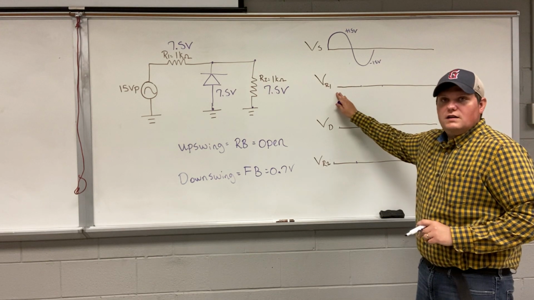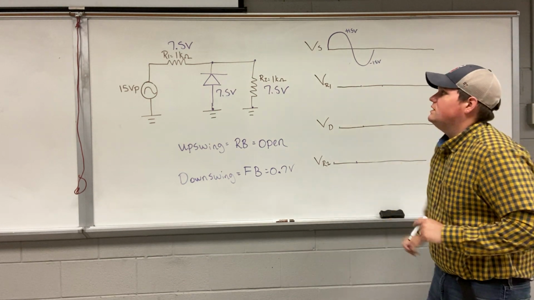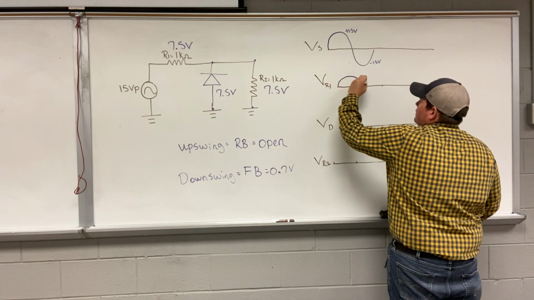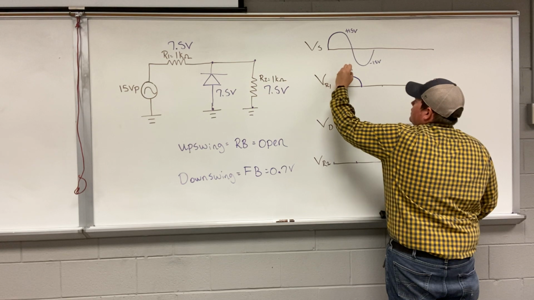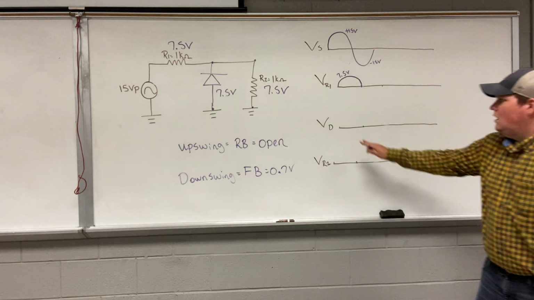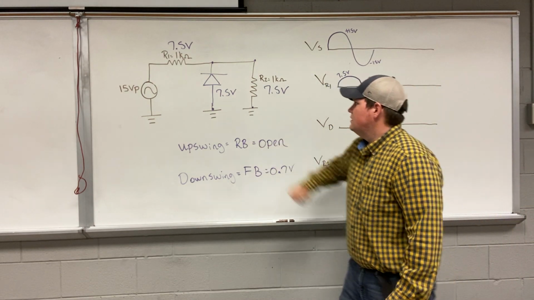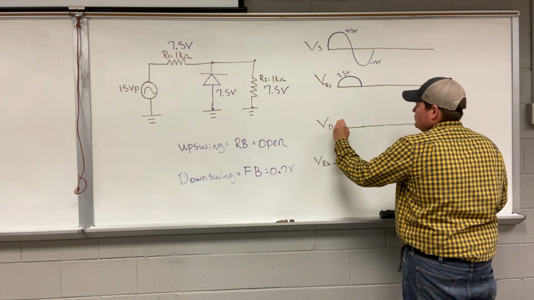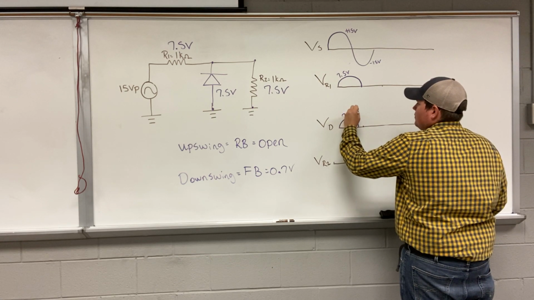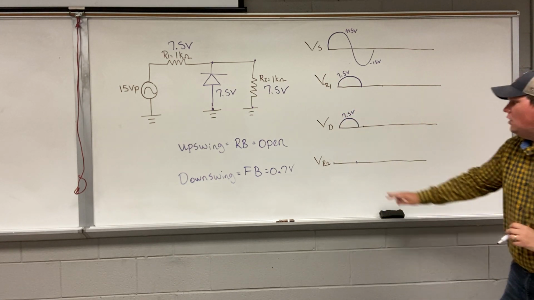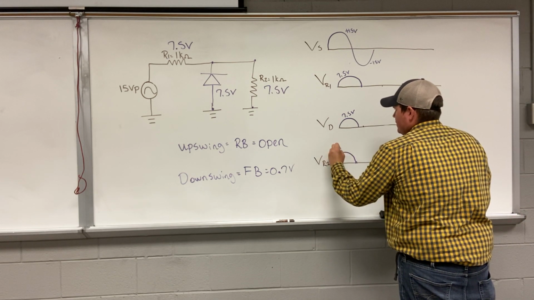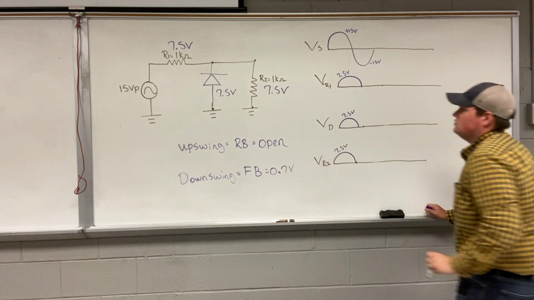So let's draw R1's upswing. So on the upswing, we are 7.5 volts. On the diode, we're 7.5 volts. And on R2, we are 7.5 volts.